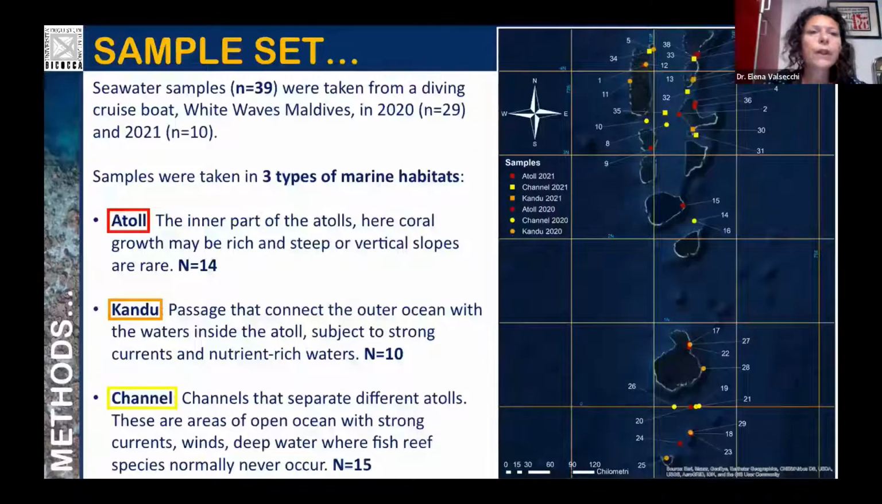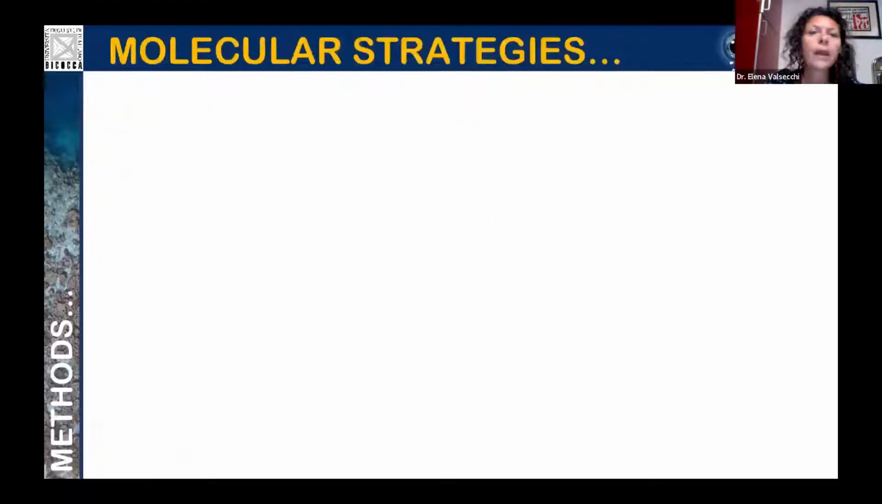So here, shortly, our sample set was of 39 samples collected over 2 years, in 2020 and 2021, from the cruise boat White Waves Maldives. And we actually tried to have an overview of the Maldivian scenario. So we collected samples from 3 different marine habitats: atolls, Kandu, which are the passages between the oceanic water and the water inside the atoll, and the channels.